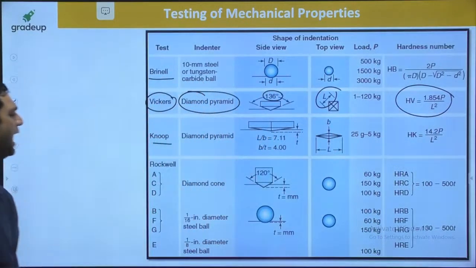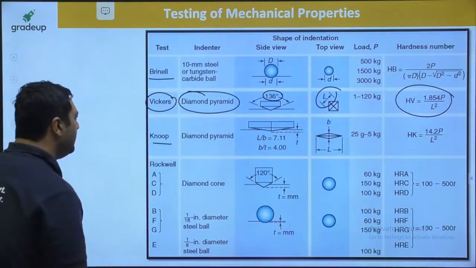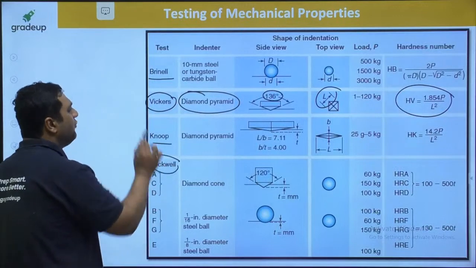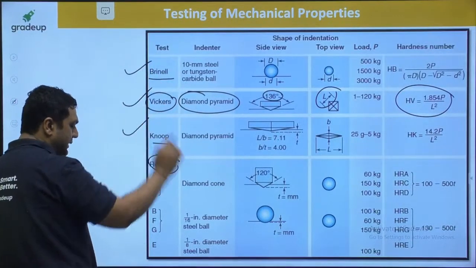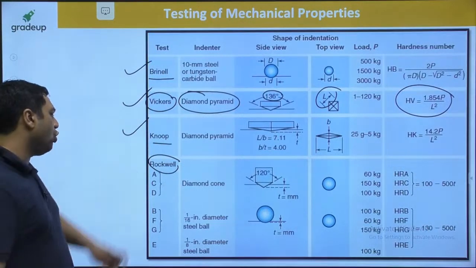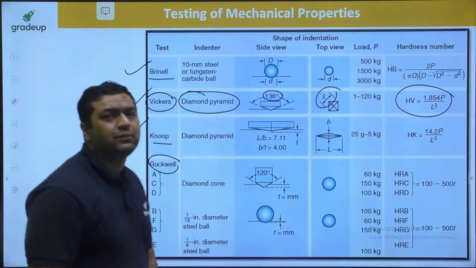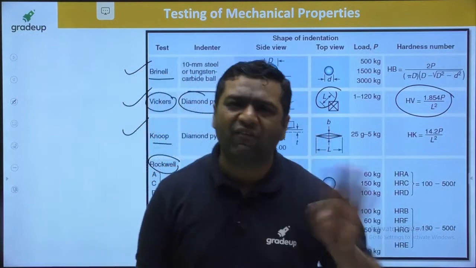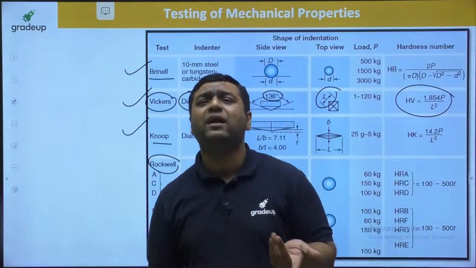As we have already seen this, now I am coming to the Rockwell. So we have completed this and this. When we are talking about Rockwell, the Rockwell test is something where there is no number defined. Why is there no number defined here?